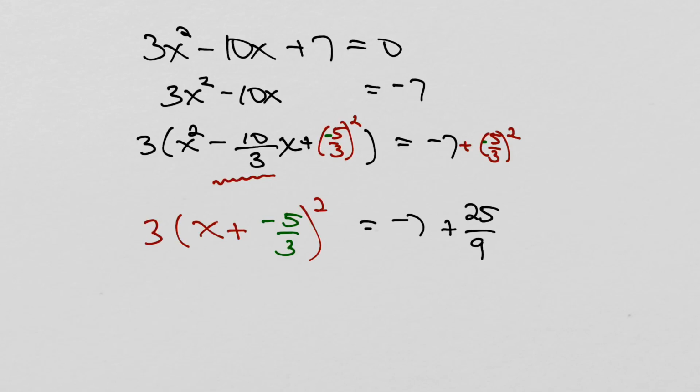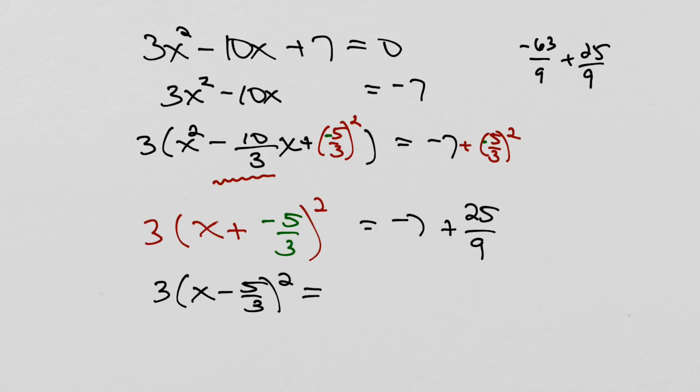Okay? All right, and then to finish it off, I've got this 3 times x minus 5 over 3 squared equals, let's see, -7 is -63 over 9 plus 25 over 9 gives me a -38 over 9. So that's what's over here.